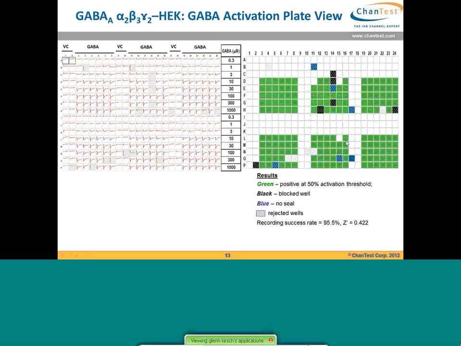You also see that there are some wells that don't give valid results, and those are filtered out by the parameters that we set in our filters. So you could have blocked wells, you could have wells that don't have seals. And you could have some rejected wells for reasons of the amplitude being below threshold or some disturbance, some glitch in the recording. But overall, the success rate in this type of experiment is typically greater than 95%. You can see it's 95.5% here, and the Z-prime values are acceptable.